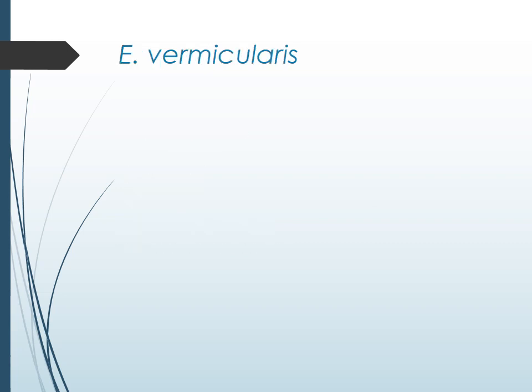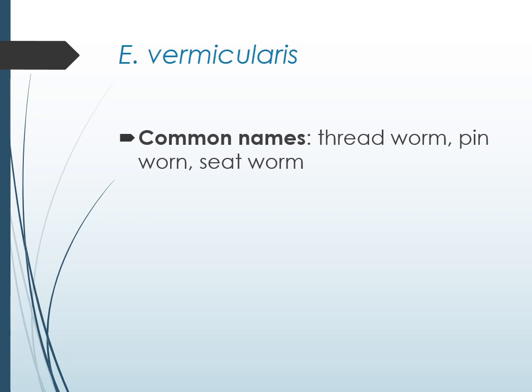So, if we see the general features, this worm is also commonly named threadworm, pinworm, or seatworm. The name threadworm is derived from its typical appearance. It looks like a tiny piece of thread. That's why it is named a threadworm.